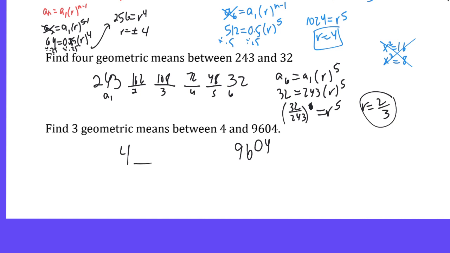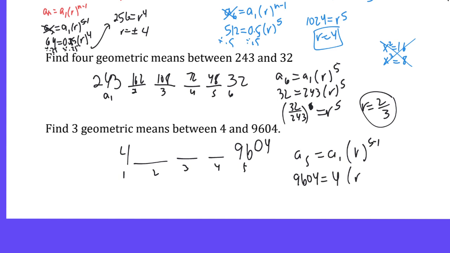Now geometric means between 4 and 9604. You just have to make a picture. 1, 2, 3 little stepping stones. Okay, so term 1, 2, 3, 4, and 5. A sub 5 equals a sub 1 times r, we don't know that, to the 5 minus 1. So the 5th term is 9604. The first term is 4. The ratio is unknown, so divide by 4. And you're going to get 2401 equals r to the 4th.